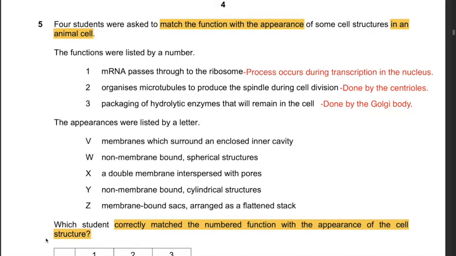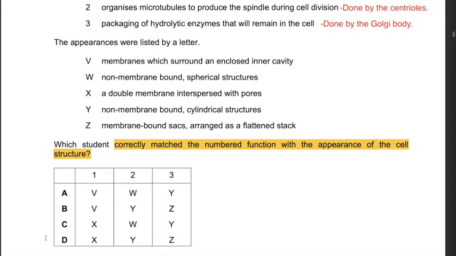Therefore, if you are matching it with the correct appearance, it should be a double membrane interspersed with pores, because a nucleus has a nuclear envelope, or rather 2 membranes, hence has a double membrane, and of course it has pores called the nuclear pores. Therefore, function 1 should match with X, leaving us with the answer being either C or D.